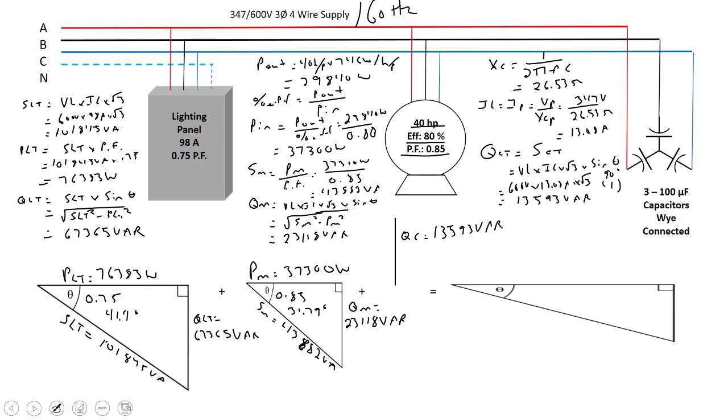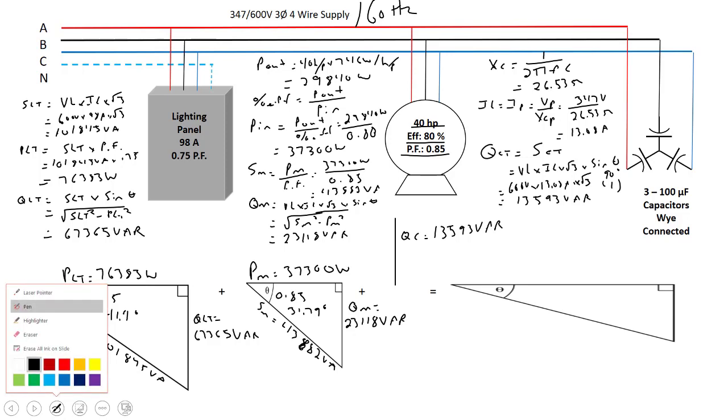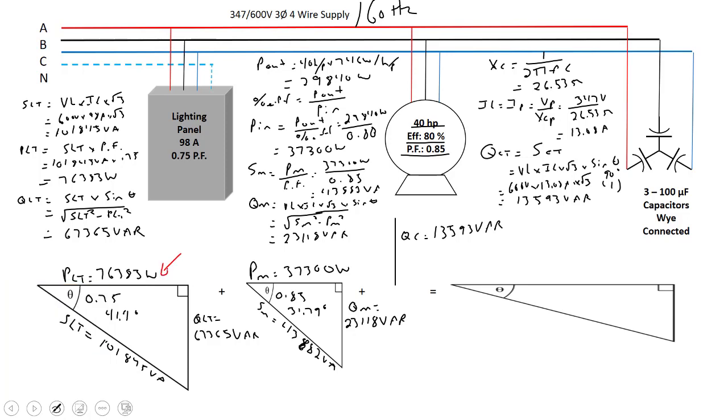So we're done with each individual load, breaking it down into its horizontal and vertical components. Now it's just a matter of adding up our horizontals and our verticals. So we'll add our P's. If I add the power of the lighting panel to the power of the motor, and there's no horizontal at all in the capacitor bank, I'm going to get a total true power of this circuit equal to 113,683.